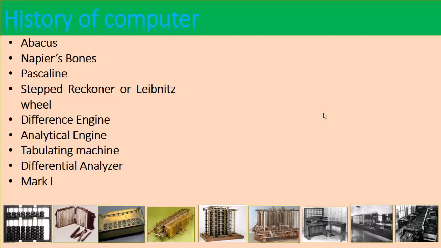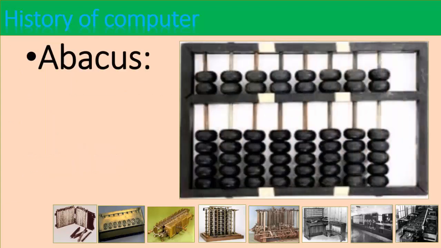Students, the computer's history starts from the abacus, and after that the Napier bones were introduced, and after that the Pascaline, and after that the stepped reckoner or Leibniz wheel, and after that the difference engine, and after that the analytical engine, and after that the tabulating machine, and after that the differential analyzer, and the last one was the Mark I. We will discuss all of them one by one. The first one, students, was the abacus.